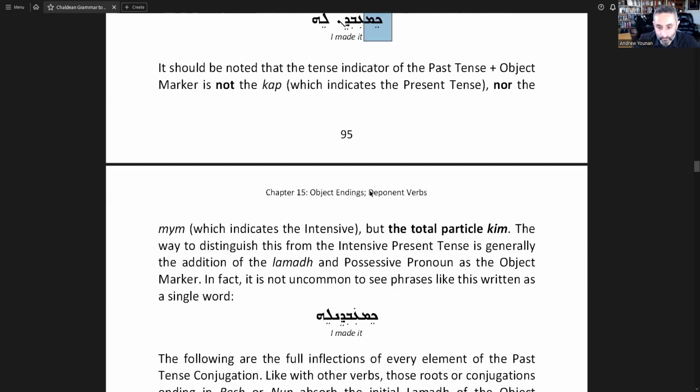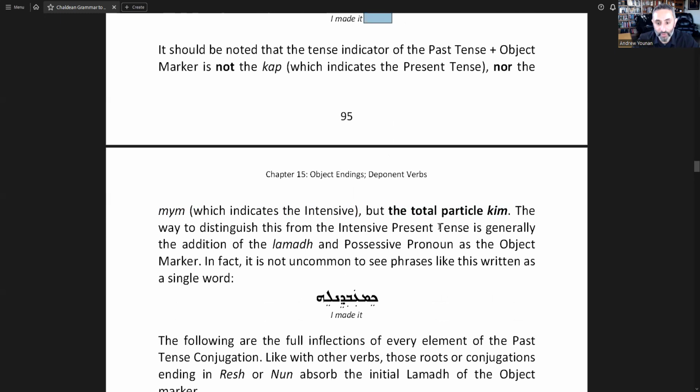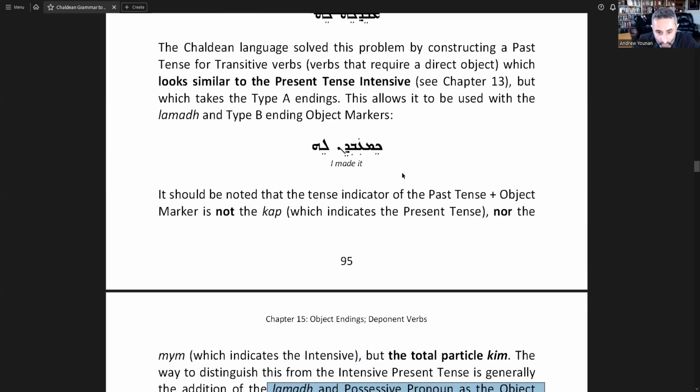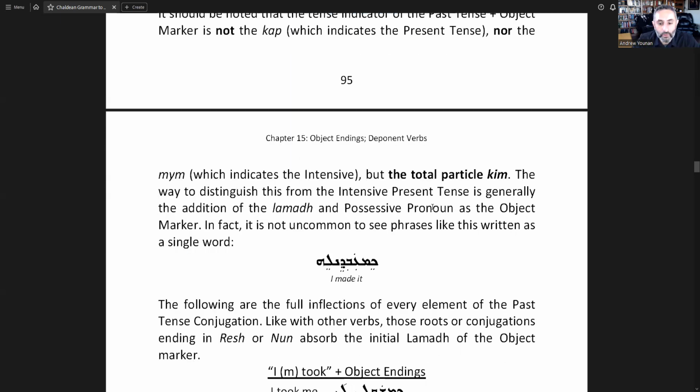So when you see kim, the way to distinguish it from the intensive present tense is generally the addition of the lemma and a possessive pronoun as the object marker. So how are you supposed to tell whether this is present tense plus intensive, or whether it's kim? It's kim, this past tense with the object marker, if it has one of these after it. If it has a direct object marker, then you're talking about a past tense, I made it, kim odinne.